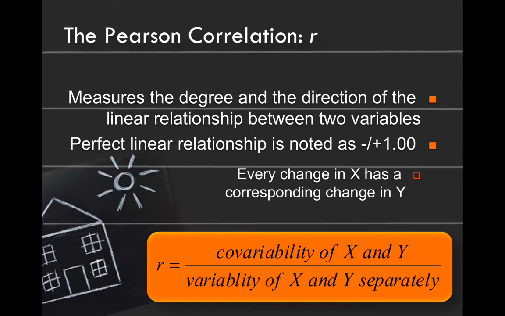Right? So our symbol for correlation, right? So we've gone through Z and T and F for ANOVA. Now we're going to go through R for correlation. Okay? And R is going to help us measure that degree and the direction that those relationships between the two variables have. And again, a perfect linear relationship is notated as either positive or negative 1. And every change in one variable has a corresponding change in the other variable. So every change in X has a corresponding change in Y.